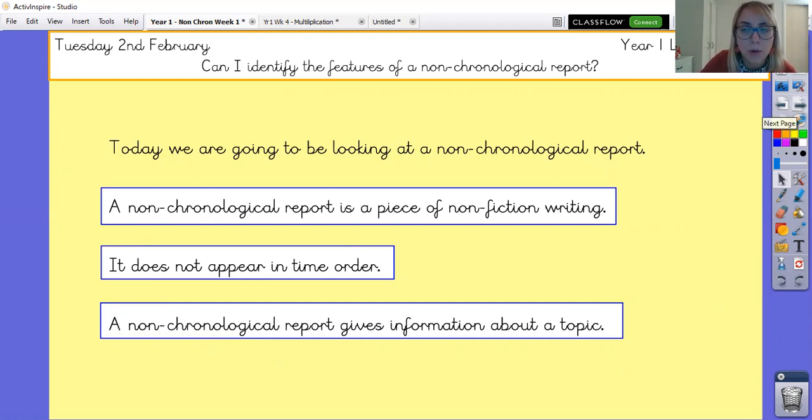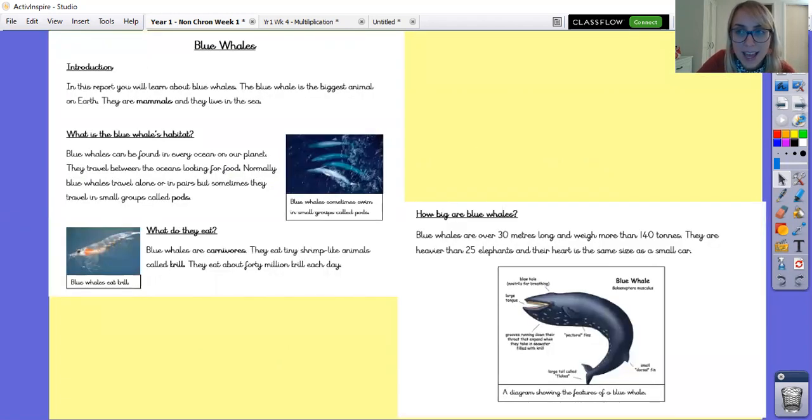And the topic that we are reading about is blue whales. So this is a non-chronological report on blue whales. So I'd like you to sit back and listen carefully as I read it out. And I want you to try and remember some of the facts that are shared in this non-chronological report.